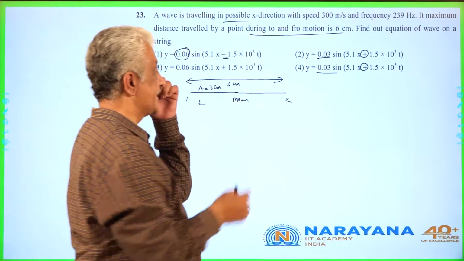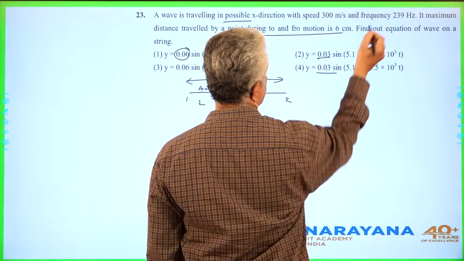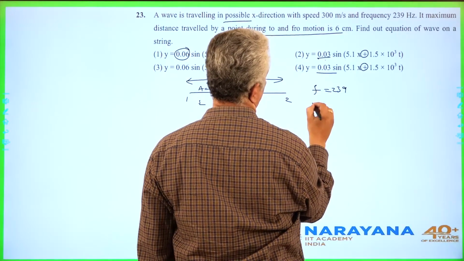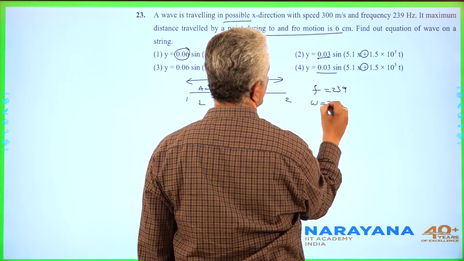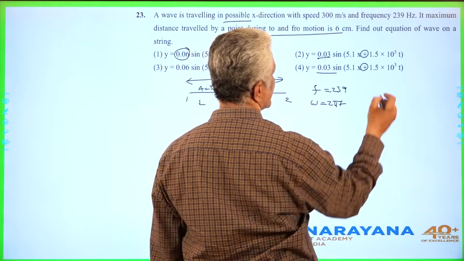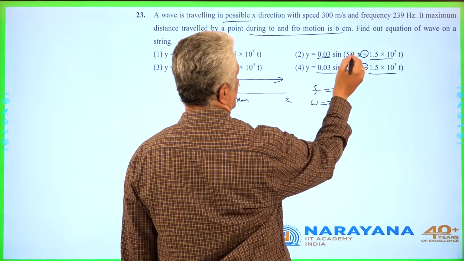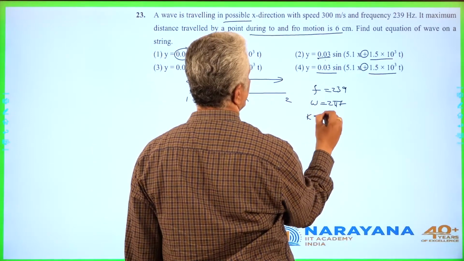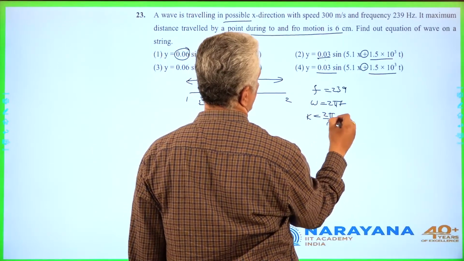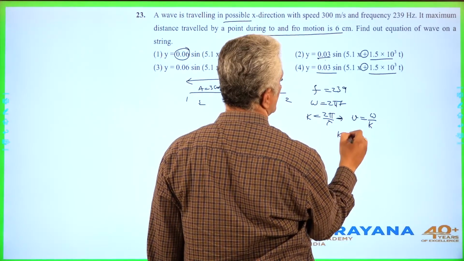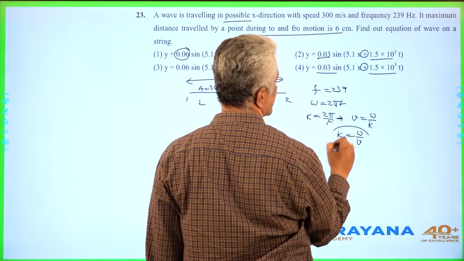Then how to calculate k and omega? As the frequency is given as 239, omega is 2 pi f. We get this value, in all the options we get the same. Even, what I can say, k is 2 pi by lambda, or velocity is nothing but omega by k, or k equals omega by v. Even if we use that, we get this value.